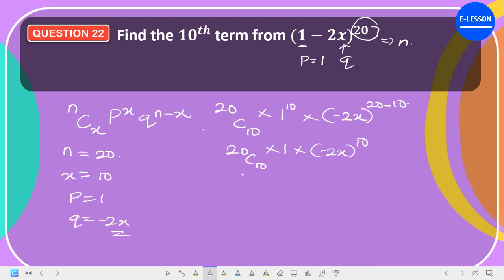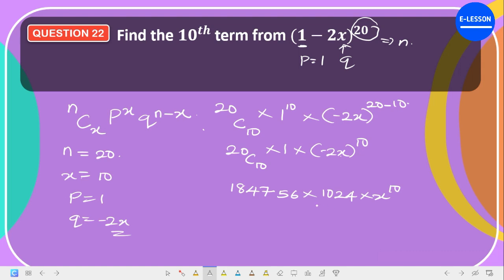So 20 combination 10 is, you can press this in your calculator, 20 combination 10. That will give us 184756 times. Now you use this 10 to open through the bracket. You now have brackets. Please put brackets minus 2 raised to the power of 10. And this will give us 1024 times then x to the power of 10 is what? X to the power of 10.